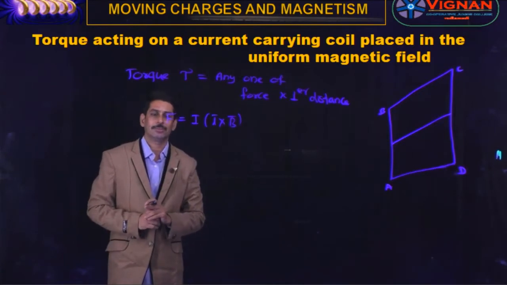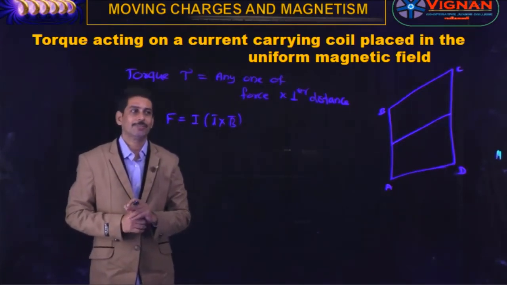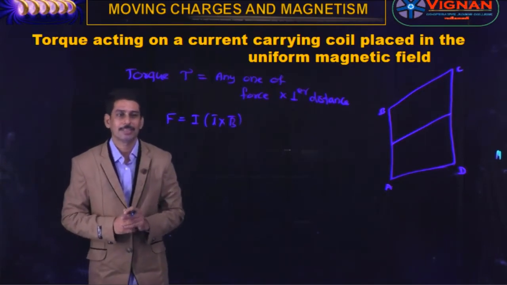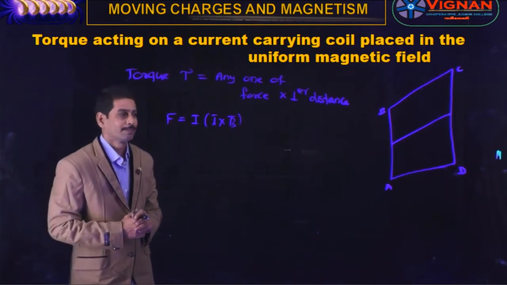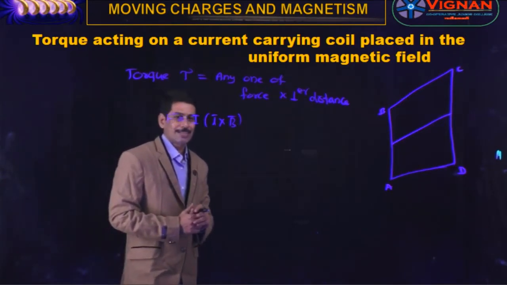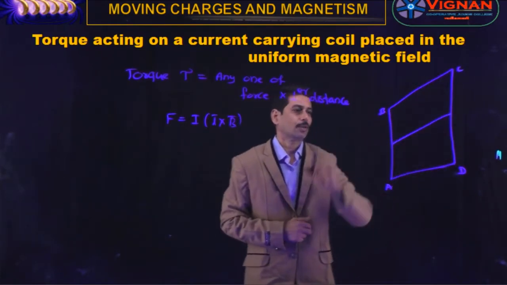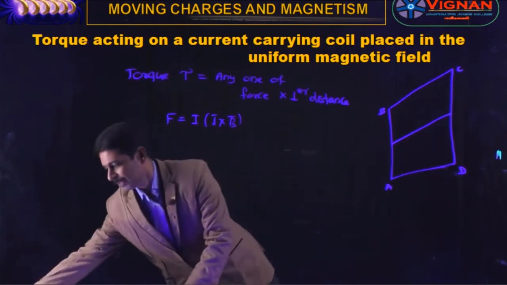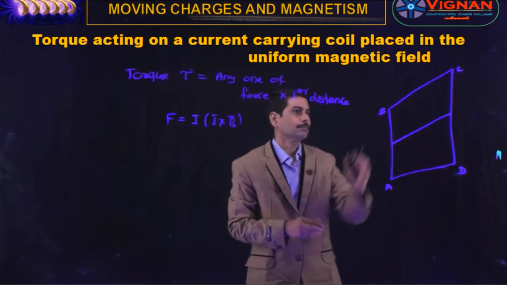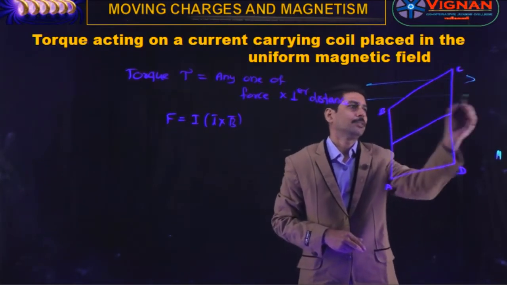So let us see once again. Torque is denoted by tau, which is the product of any one of the forces and the perpendicular distance, and the force is given by F is equal to I into L bar cross B bar. For that, let us consider a rectangular coil ABCD. This rectangular coil is placed in the uniform magnetic field.